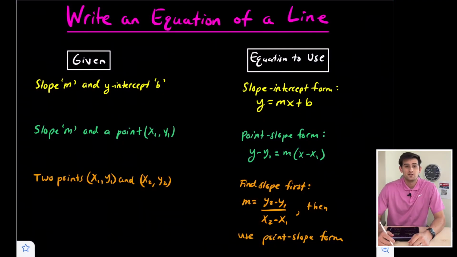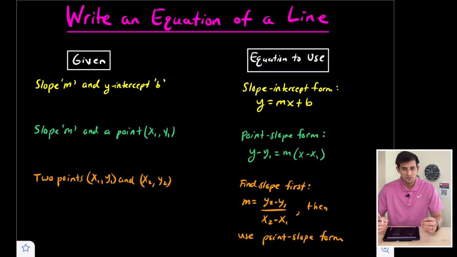Hello everybody, in this video we're going to talk about how to write the equation of a line or a linear function. So we are given three different scenarios here, or options that you might be presented with in a problem, and an equation to use in each of these scenarios. So the first one in here, yellow, says we're given the slope and we're given the y-intercept.